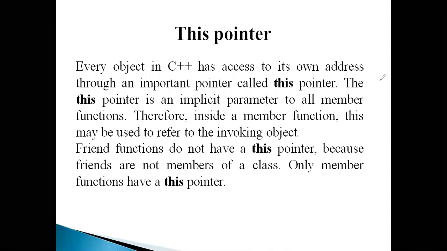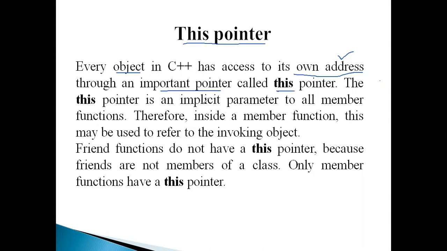Hi, now in this section we discuss the this pointer. See, in C++, every object can access its own address. We already discussed in the previous session how to create an object in C++ for a particular class. When we create an object in C++, each and every object has its own address. In order to access that, we use a special pointer, which we call the this pointer.